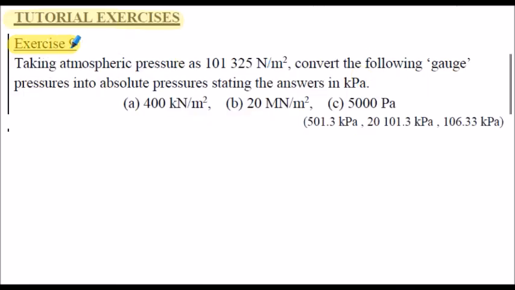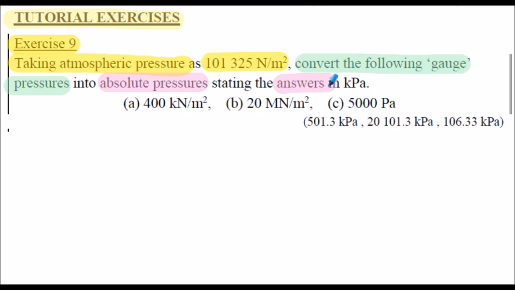It's exercise 9 here. So taking atmospheric pressure as 101,325 newtons per meter squared, we're asked to convert the following gauge pressures into absolute pressures, stating the answers in kilopascals. So the first pressure is 400 kilonewtons per meter squared. Second pressure is 20 meganewtons per meter squared. And the third pressure is 5,000 pascals. Answers shown in the bracket here. I encourage you to stop the presentation and attempt exercise 9, but I'll show you the answers on the following slide.